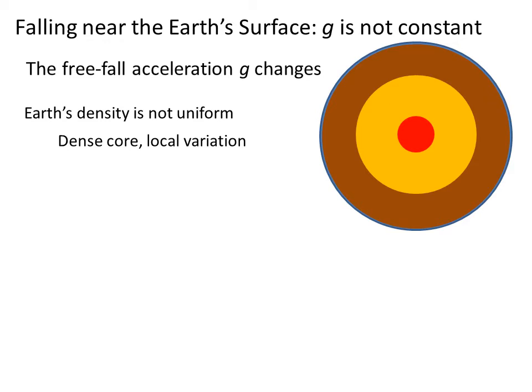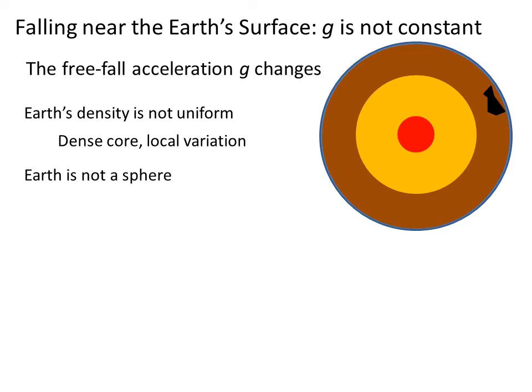If you're closer to the dense core or farther away from the dense core, say on a mountaintop or in a deep valley, that'll change the value of g for you. Also, a local variation due to, say, a void or a heavy body of ore near the surface can produce a change in g.